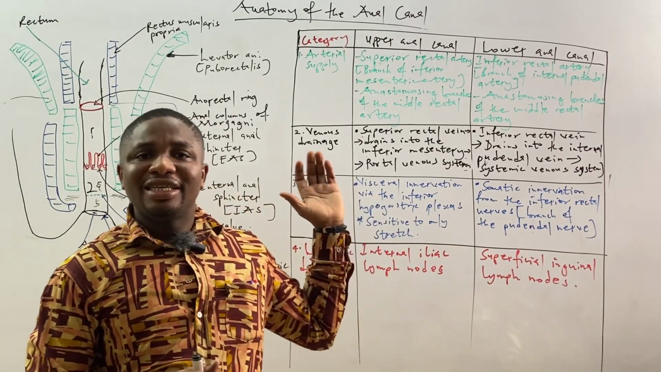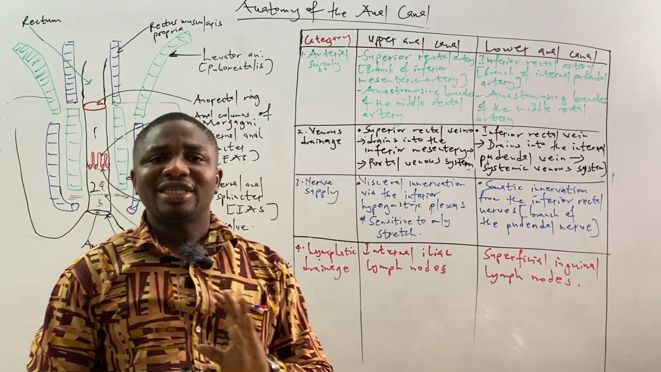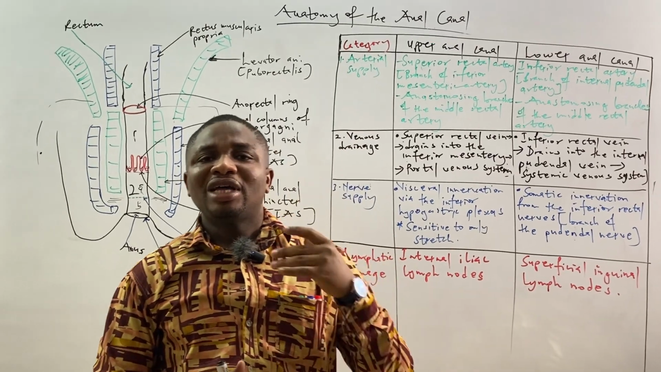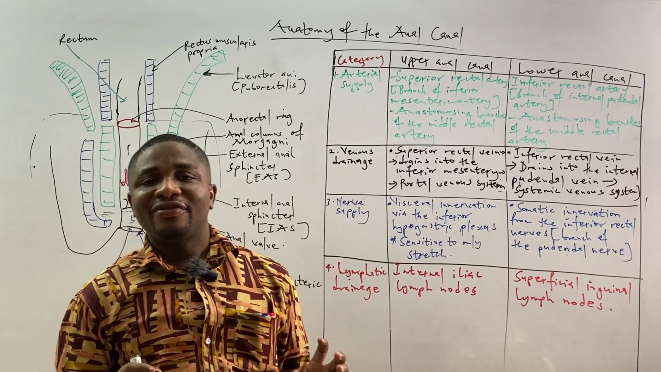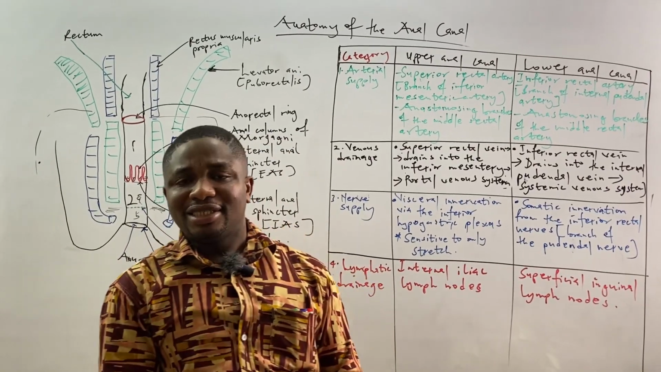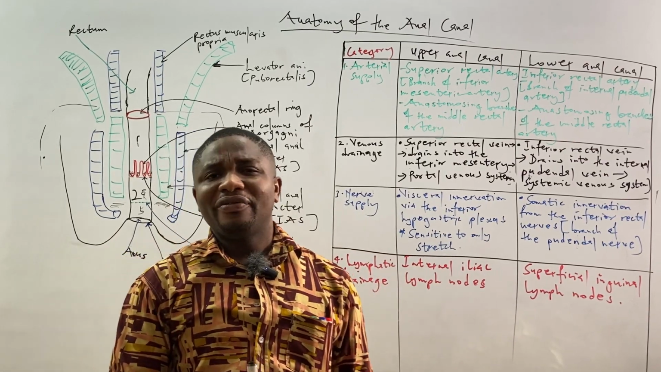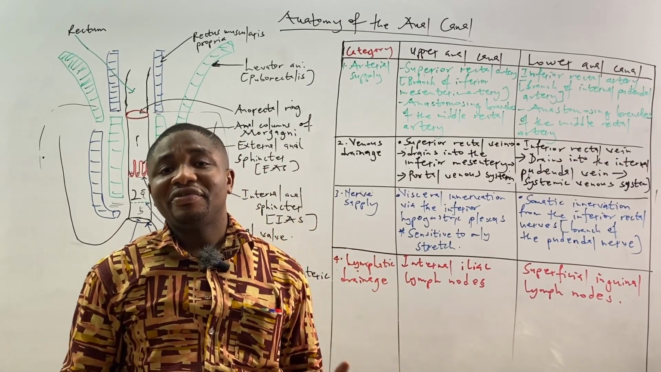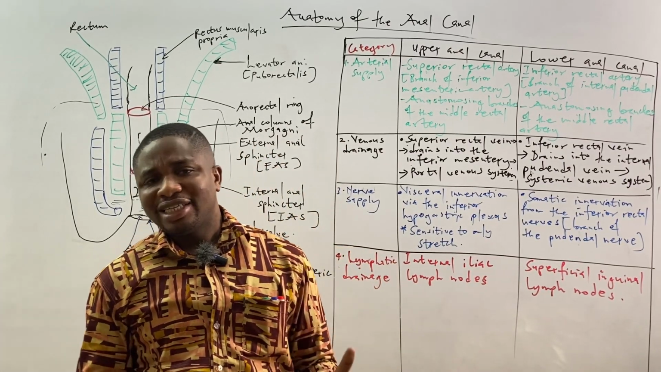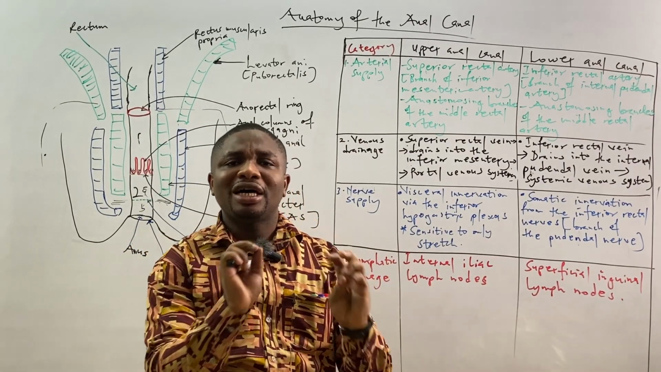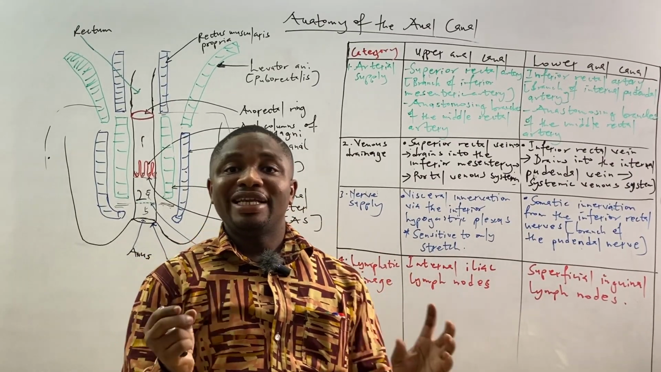Now, let's look at the venous drainage. The venous drainage is going to have a similar route, just that the name will change to vein. So the upper anal canal is drained by the superior rectal vein, which further empties into the inferior mesenteric vein, and the inferior mesenteric vein will empty into the portal venous system. You should know that the portal vein is made up of the superior mesenteric vein and the splenic vein.